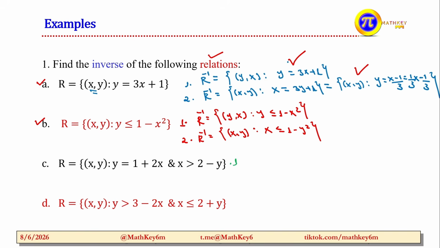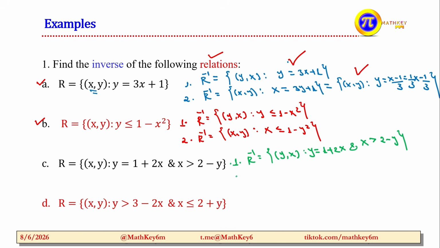As we did before, in the first case, R inverse is obtained by interchanging the order. Here we have (x, y), so it becomes (y, x). If we interchange here, we take the equation and the inequality as they are. This is y = 1 + 2x, and x > 2 − y.